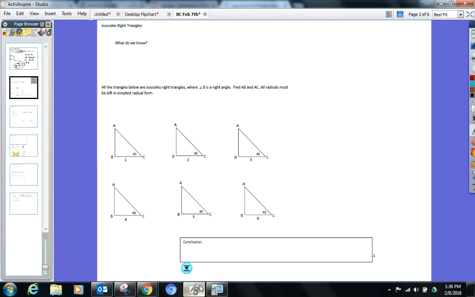Two special right triangles. First thing I need you to draw with me with correct markings on them is an isosceles right triangle. Up top, where it says what do we know, please draw an isosceles right triangle with the correct markings on there. As many markings as you think can fit on there. So a right isosceles triangle. I need you to put as many markings as possible.